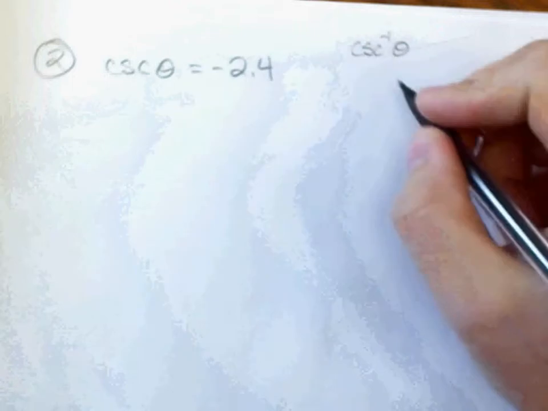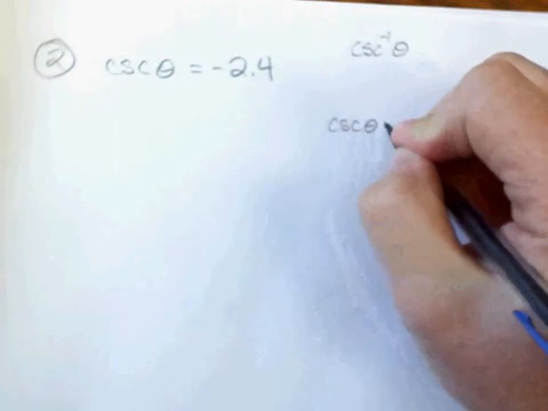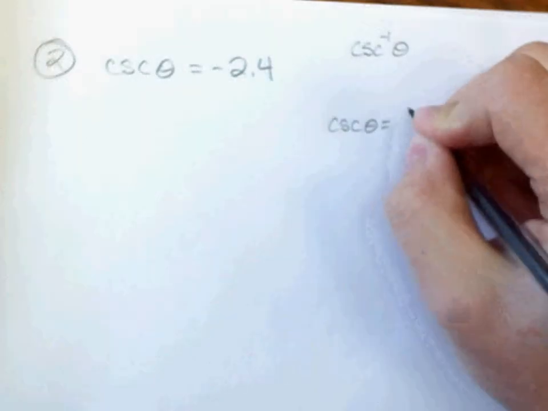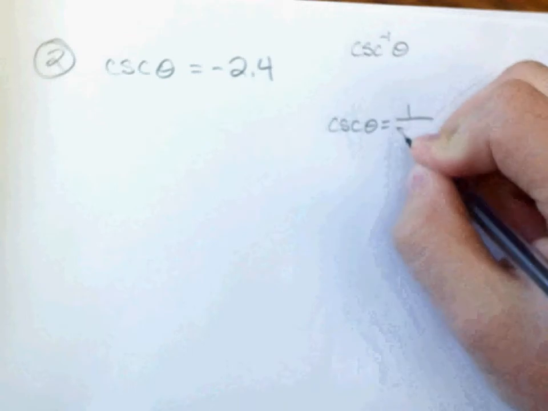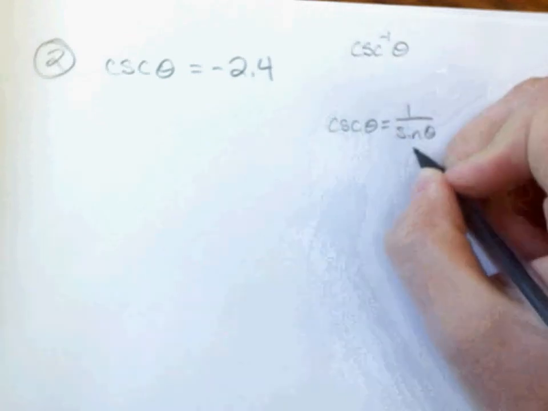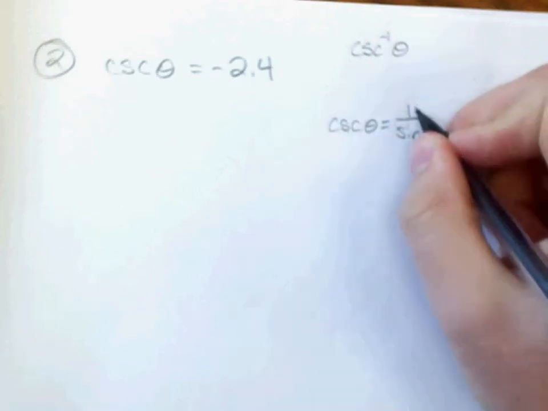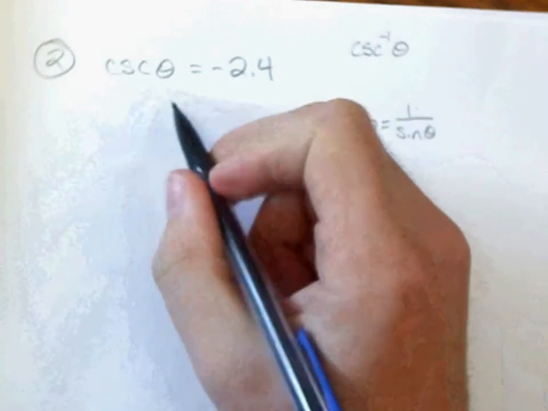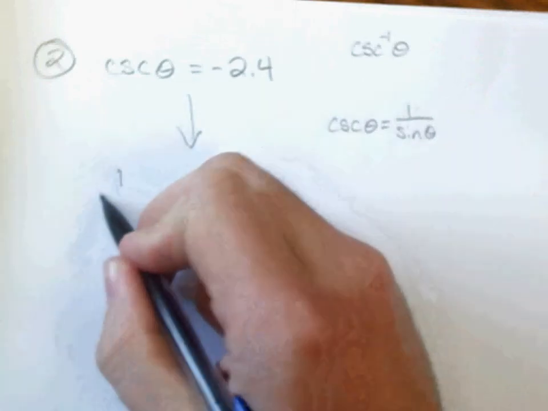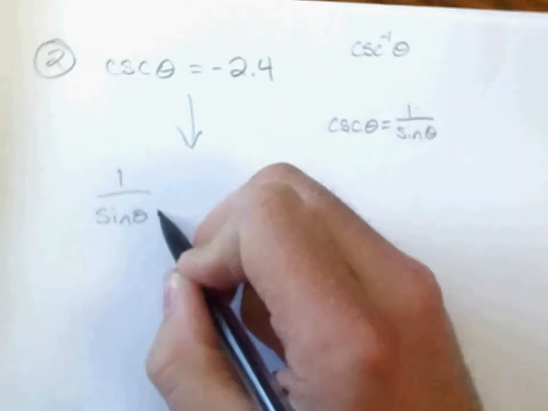Remember that cosecant theta, based on our reciprocal identities, is equal to 1 over sine theta. It is 1 over sine, not cosine. Don't let the co throw you off. Cosecant is 1 over sine. So we can rewrite this to be 1 over sine theta equals negative 2.4.